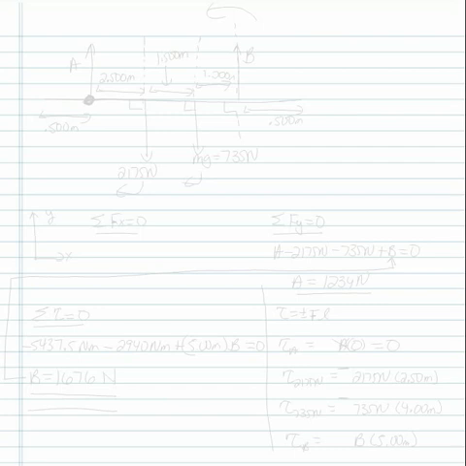I am going to isolate the scaffold. So here's the scaffold, and I'm going to draw all the forces on the scaffold. Well, here's what I have. I have a rope A. I'm just going to draw the ones that look pretty obvious. Let's call it B.